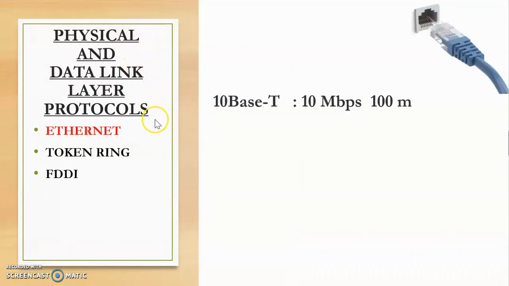First, let us discuss physical and data link layer protocols. One of the common protocols used is Ethernet, which allows devices to transmit data. And one of the common Ethernet media types is 10BASE-T, which transmits 10 Mbps over a distance of 100 meters. But nowadays fast Ethernets are used.